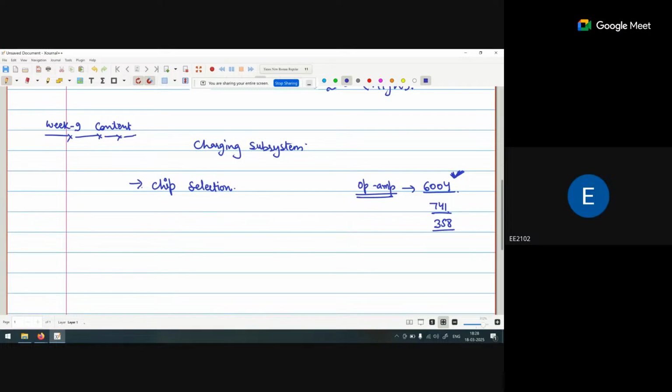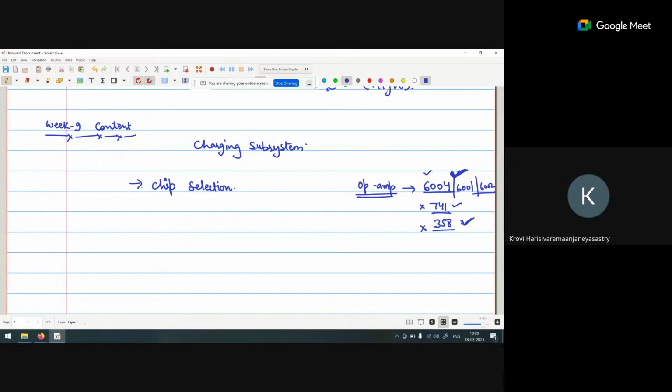If you design this particular circuit with the 741, with the 358, with the 6004, with every operation amplifier you are getting almost the same output. Then why do we go with the 6004? The 6004, or we can say the range 6001, 6002, is the same family. Why don't we go with the 741 and 358? Any idea?